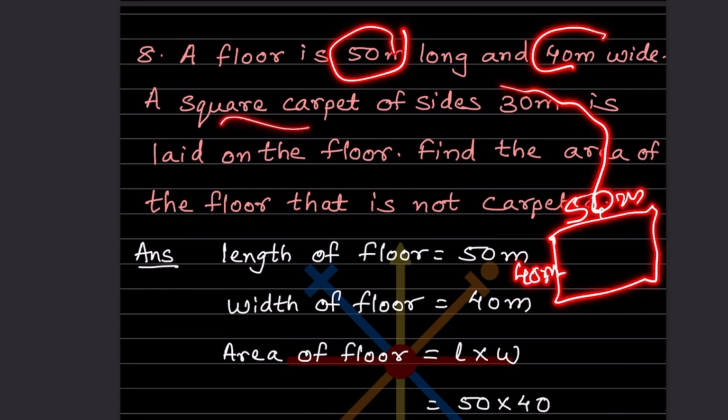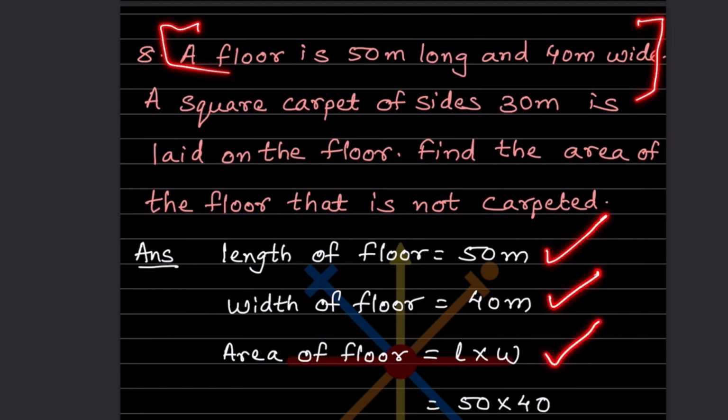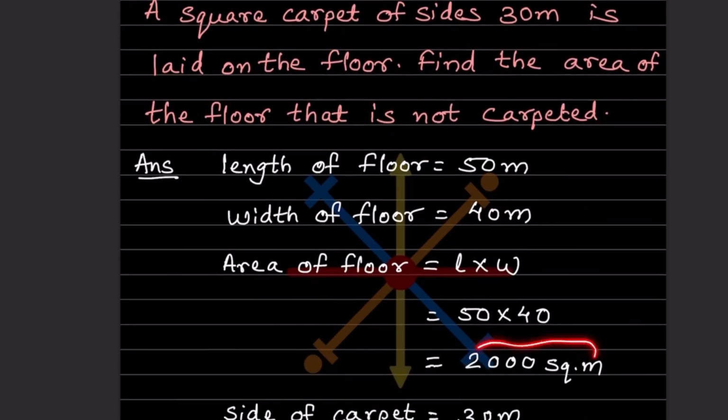Now a square carpet is laid on the floor. Here there is a square carpet, and we want to find the area that is not carpeted, meaning this area we want. Hope you got this. The diagram is clear to you. So now what will you do? First we'll think about the rectangle, that is the floor, the first sentence. Length of floor is 50, width of floor is 40. So you will find the area of floor first, that is length into width. That is 50 into 40, which is 2,000 square meter.